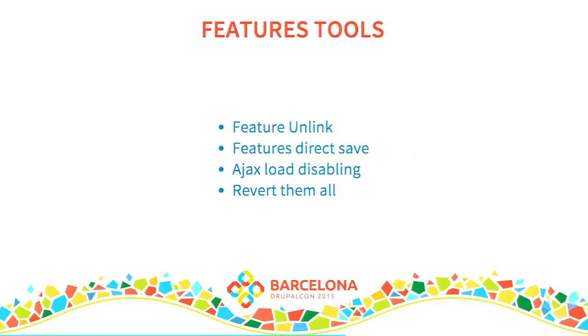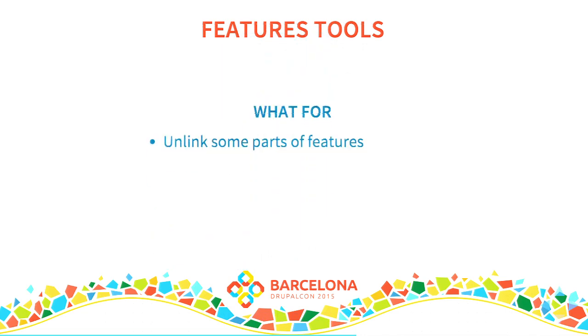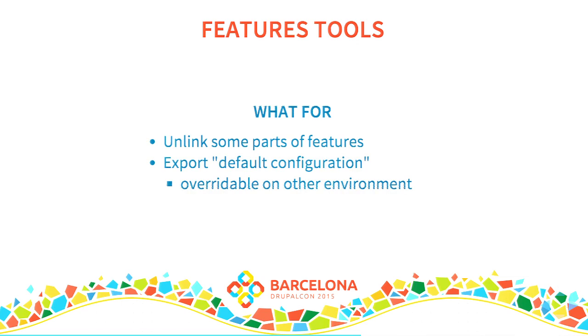So then there's features tools. It brings four main features, but I will focus on the Unlink feature. So it's made to unlink parts from an existing feature, and this way you can deploy something with a feature, and on your next server, for example the stage server, you can unlink those parts and then override them. So for example, you deploy a panel with some demo content. On your live site, you unlink it, and the customer can actually change the text in the panel, and the feature will not be overridden. And if you revert the feature, it will not touch your panel anymore because you unlinked it.